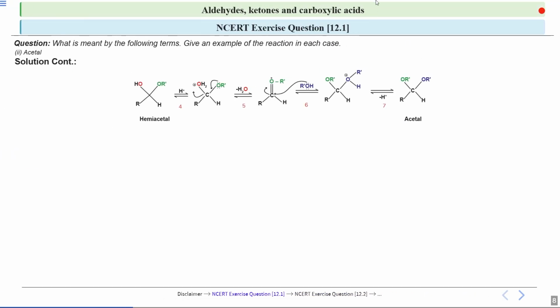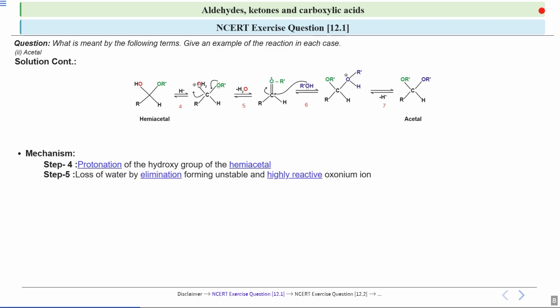Now we will see how from a hemiacetal we get an acetal. Let us talk about the mechanism. What happens in the next step: the hydroxy group of the hemiacetal gets protonated. This means a hydrogen ion, that is H plus, is added to the oxygen atom. What happens when this oxygen gets protonated? It makes it a better leaving group. So now this group can leave easily.